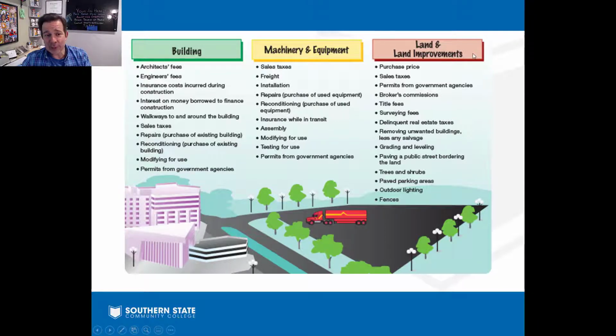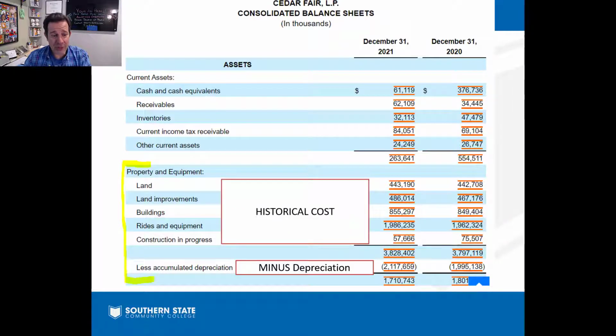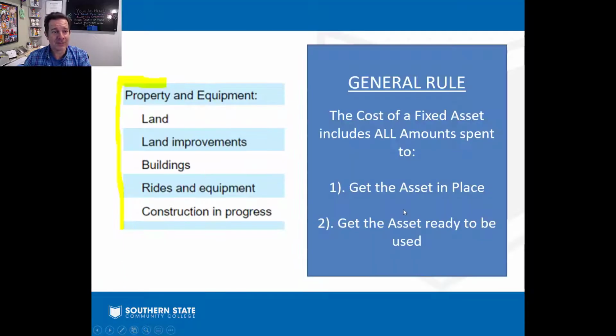Land and land improvement: purchase price, sales tax, permits, title fees, surveying fees, any delinquent real estate taxes we had to pay from the previous owner before we could get possession of it. Grading, leveling. Again, we're talking about things we have to do to get the asset ready to be used for our purposes. And so keep that general rule in mind. All the money that is spent obtaining the asset, getting it ready for use, is going to go into that number on the balance sheet, the historical cost.